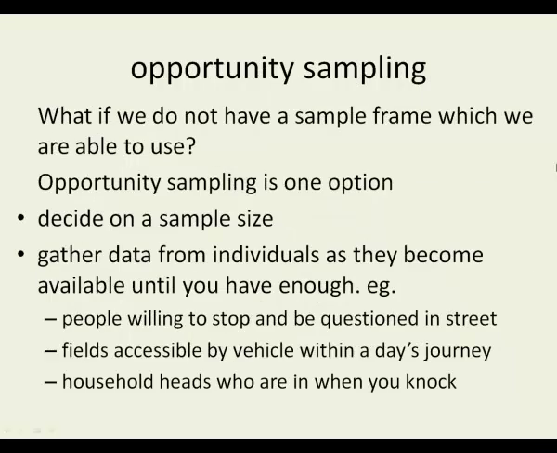Okay, let's say you can't do that. If you haven't got a sample frame, which you often may not have, if the local government don't keep records, or for instance, if you're talking about trees, not many forests have a list of all the trees, or a list of all the fish in an ocean. You need a different way. So you could use opportunity sampling.